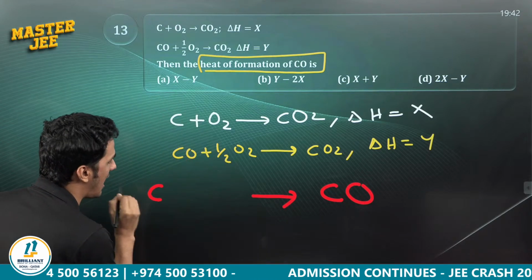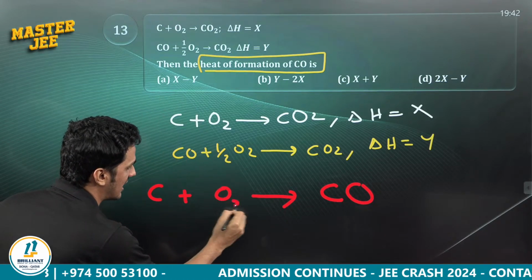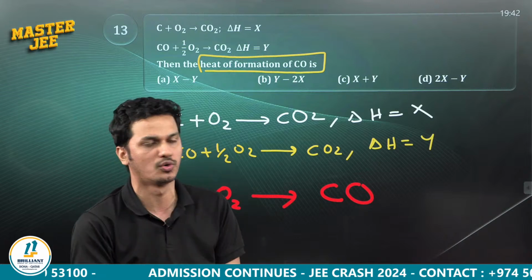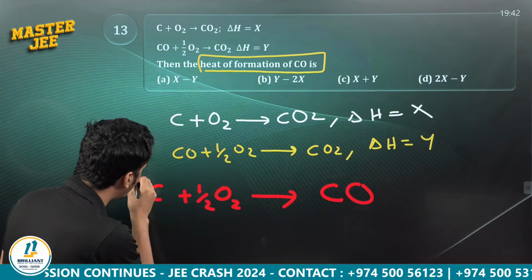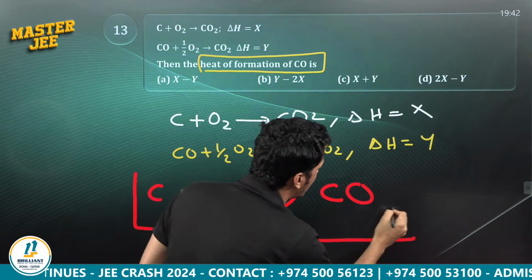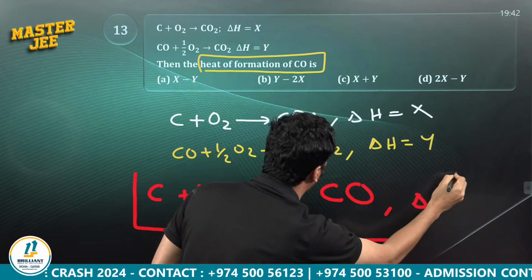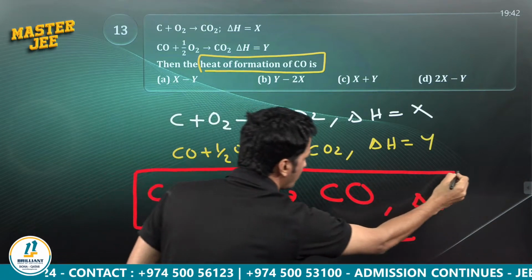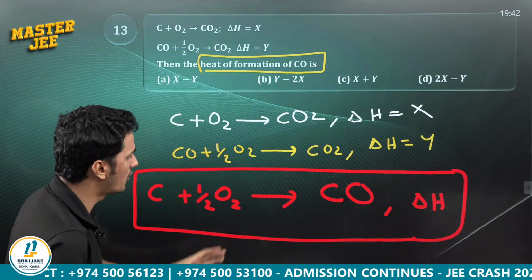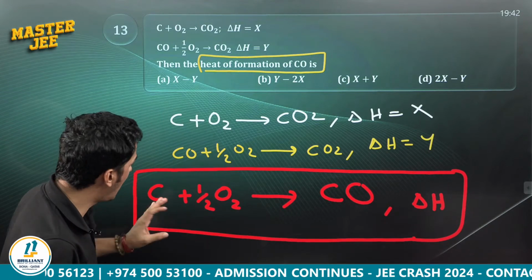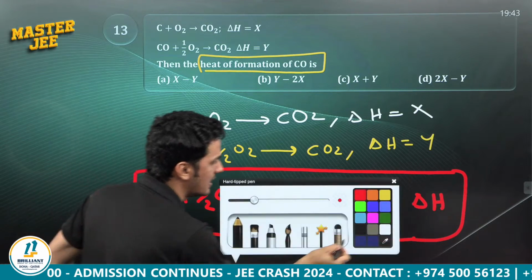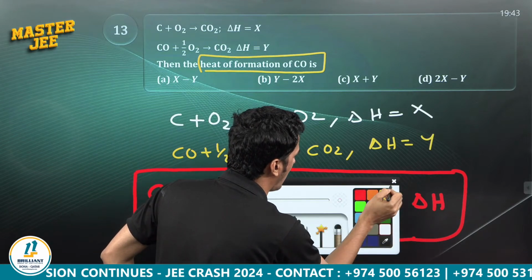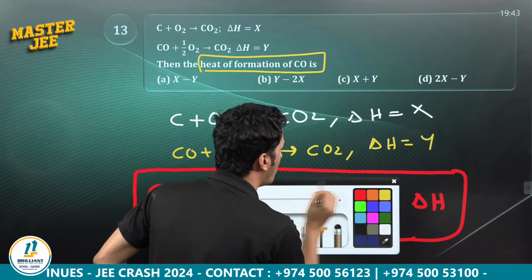So we require carbon as well as oxygen. Oxygen is always present as O2. But here we have only 1 oxygen, that's why we will take half O2. So this is the reaction we require. Its delta H only we have to find out. Once we have this reaction, from these 2 equations we have to make this one. So how will we make it, guys? It's easy now, I hope.